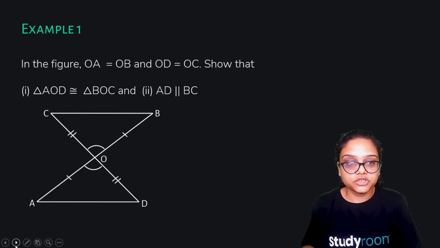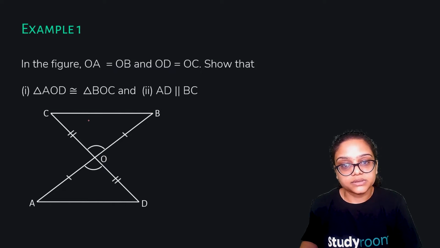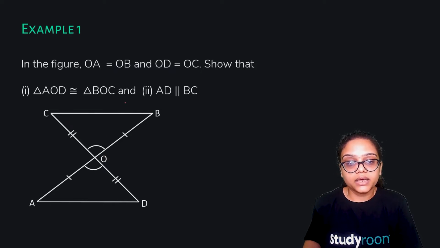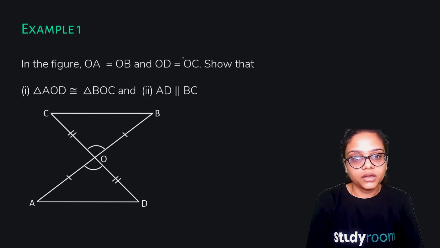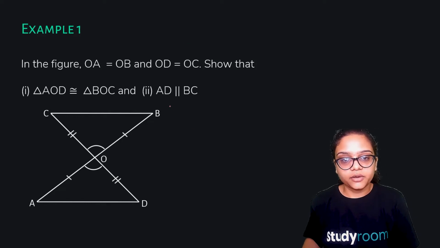Now, a question for you. In the figure it's given OA is equal to OB and OD is equal to OC. Show that triangle AOD is congruent to triangle BOC. I hope you can easily show that. Now just try it.